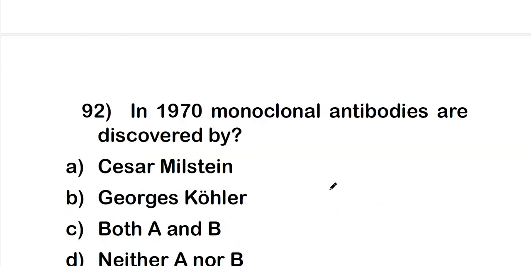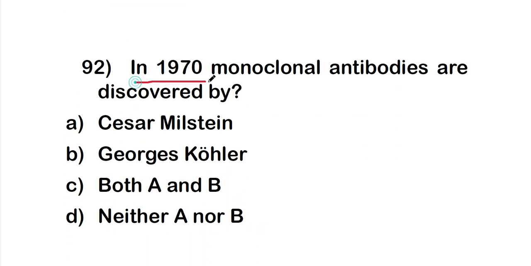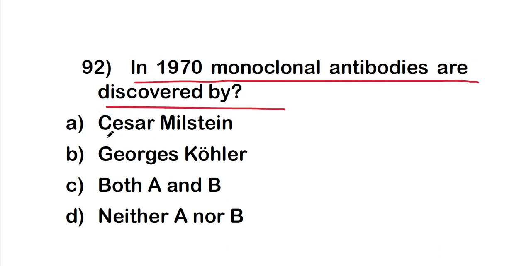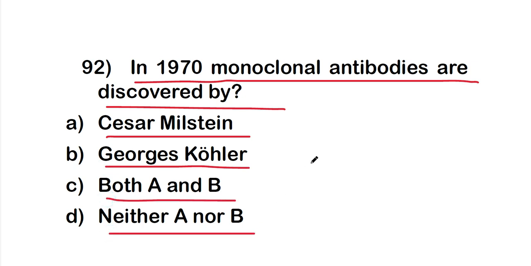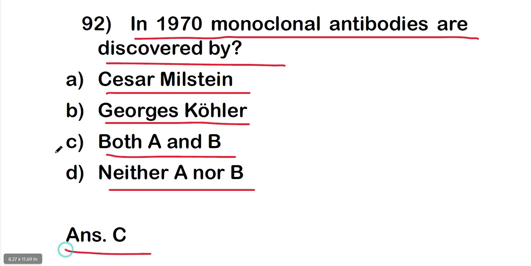So the next one is 92. In 1970, monoclonal antibodies were discovered by option A Kaiser Milstein, option B George Kohler, option C both A and B, option D neither A nor B. The right one is option C, that is both A and B. So in 1970 monoclonal antibodies were discovered by Milstein and Kohler.